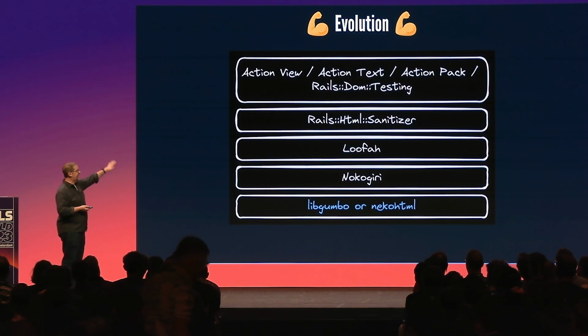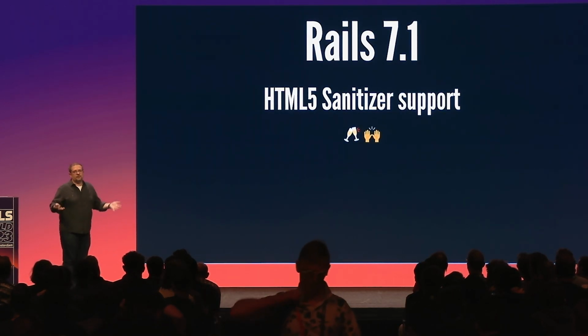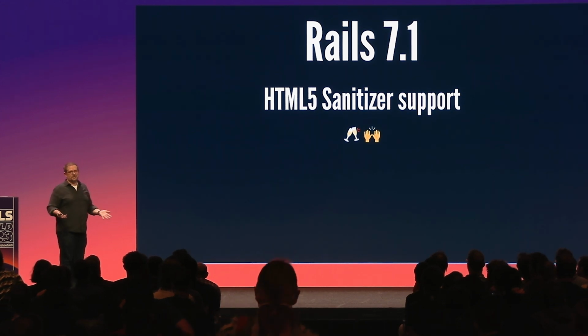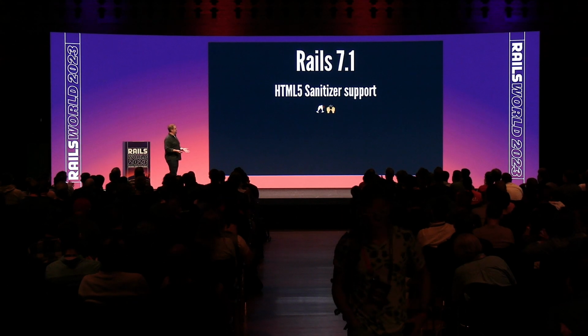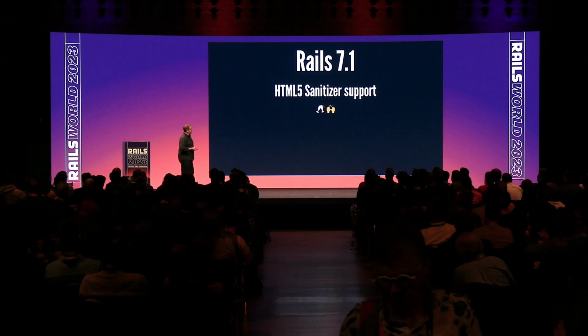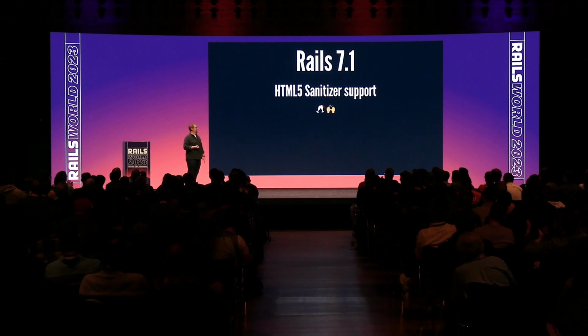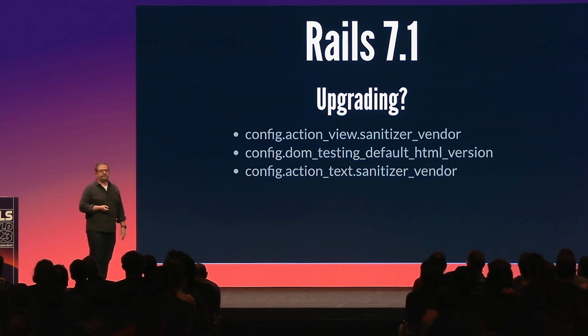So this is the whole stack, and now I'm proud to announce that Rails 7.1 has HTML5 sanitizer support. Thank you. If you're upgrading, these are the three configs you need to care about. It's in the documentation. One last note.